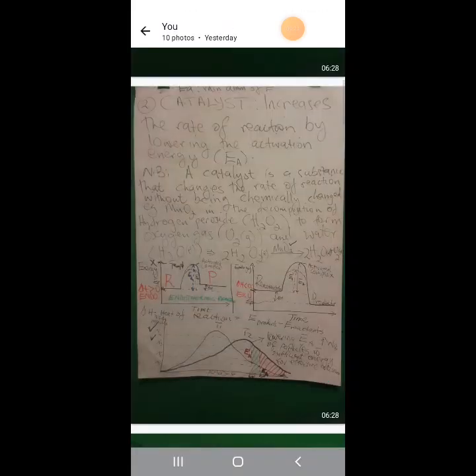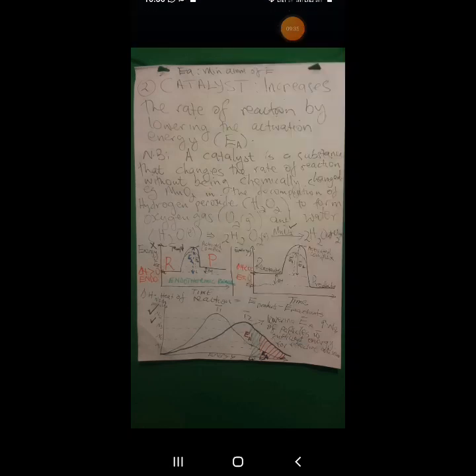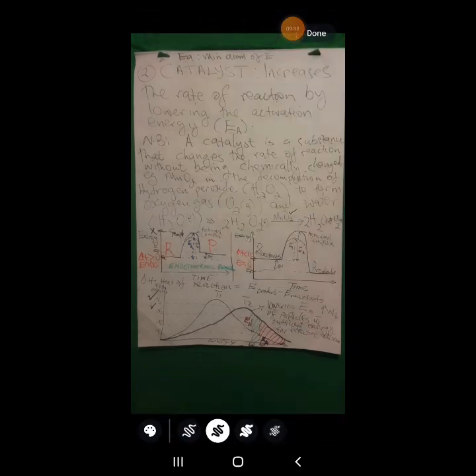Catalyst, and see how it affects the rate of reaction. There we are. So before we look at how the catalysts affect the rate of reaction, let us just quickly define what is a catalyst. A catalyst is a substance that changes the rate of reaction without being chemically changed.